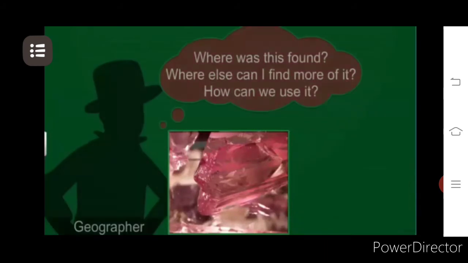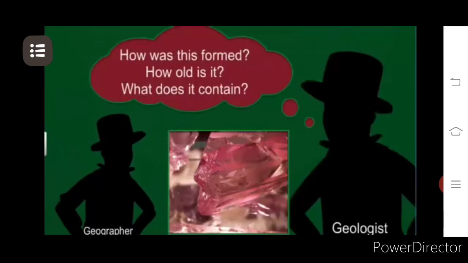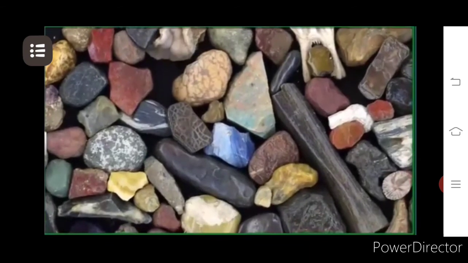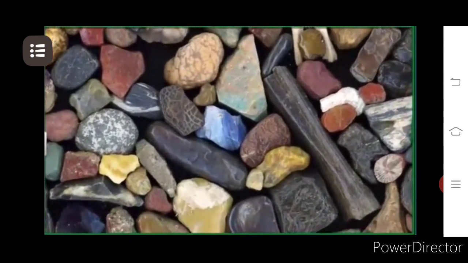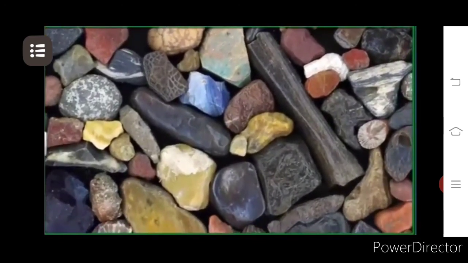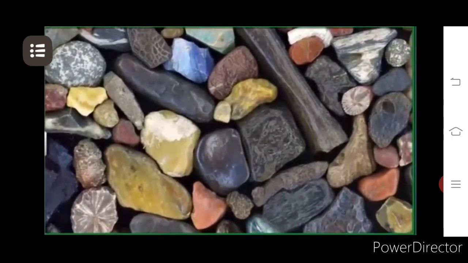Minerals are of interest to both geographers and geologists. While a geographer is concerned about the distribution and economic importance of a mineral, a geologist is more interested in the formation, age, and composition of minerals. Geologists classify minerals based on their properties. However, the properties of a mineral depend on the elements it is made of, and the chemical and physical conditions in which it was formed.